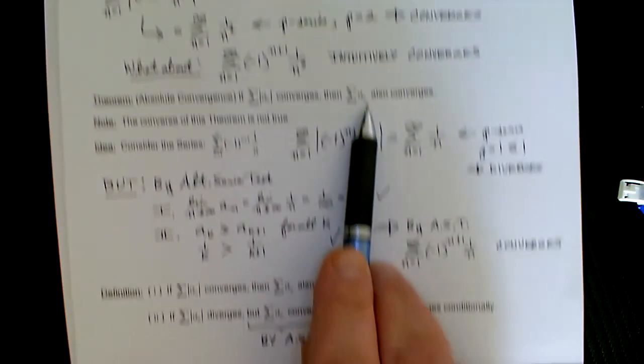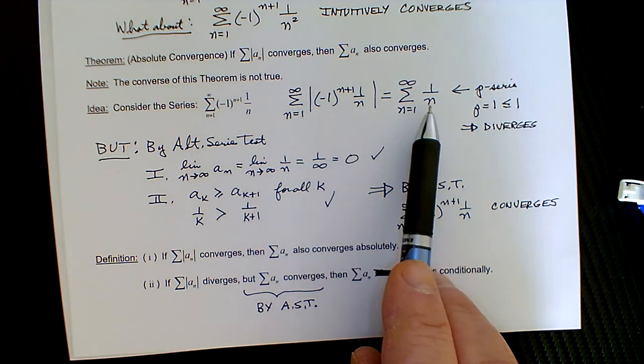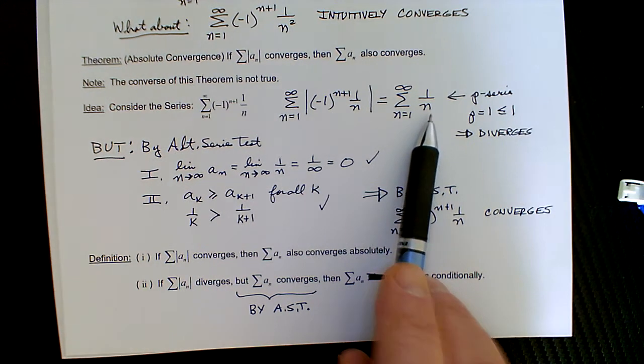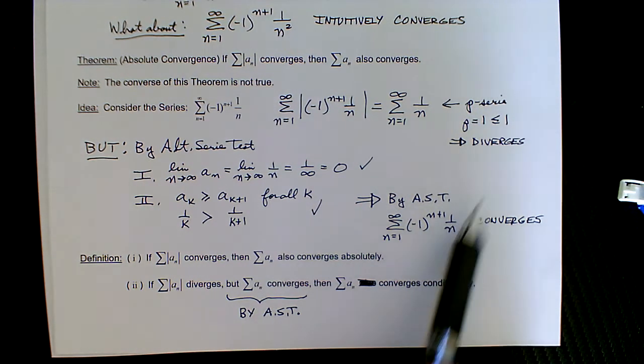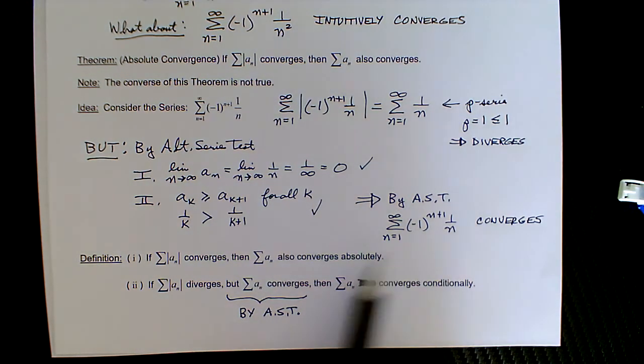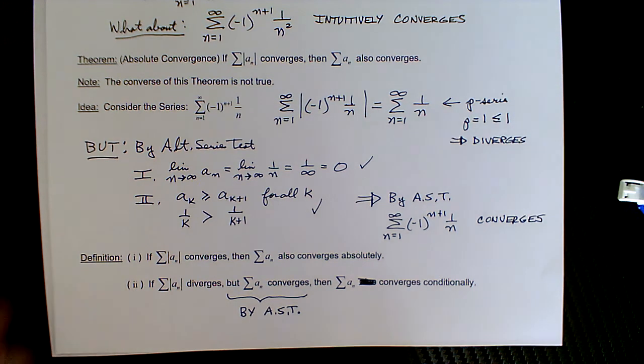But we should also show that the converse is not true, where we saw an alternating series that if we made all terms positive actually diverged, but then by the alternating series test it converged. So we came up with the definitions for absolute and conditional convergence.